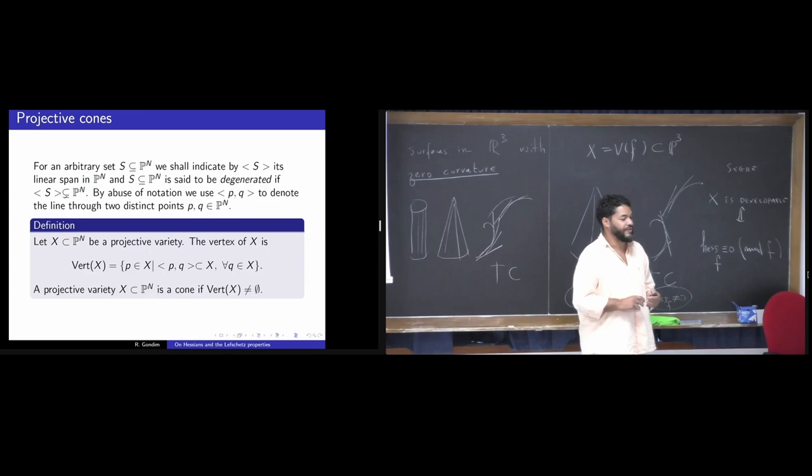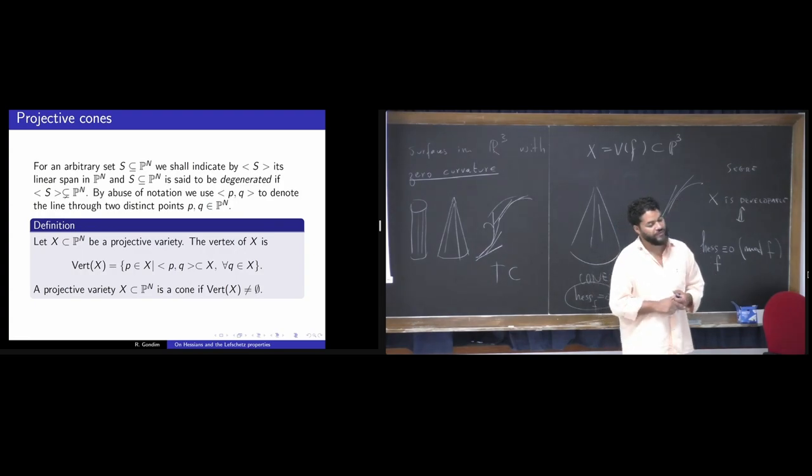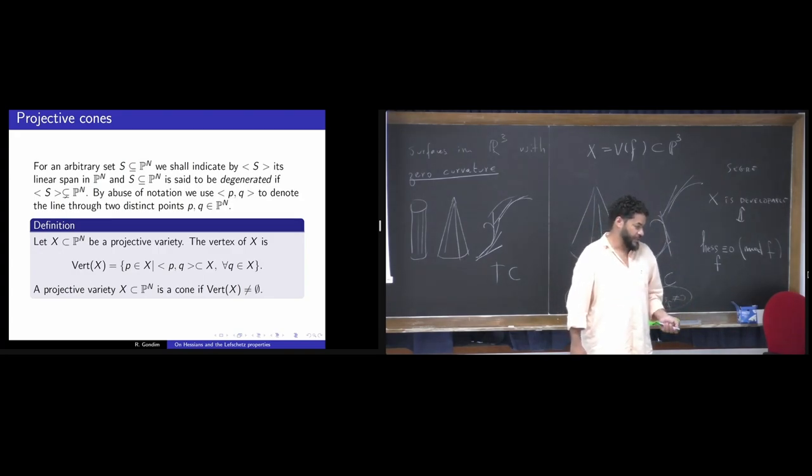And the vertex of a projective variety is the set of points P in the variety such that the line through P and Q is inside X for all Q in X. And I'm going to say that a projective variety is a cone if its vertex set is non-empty.